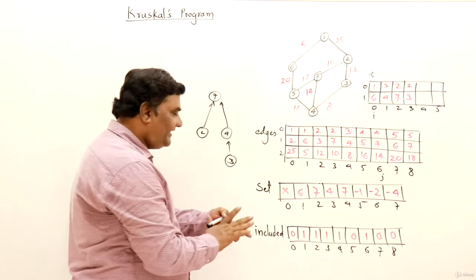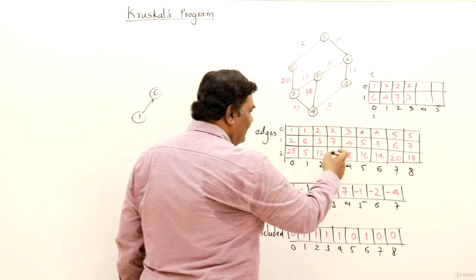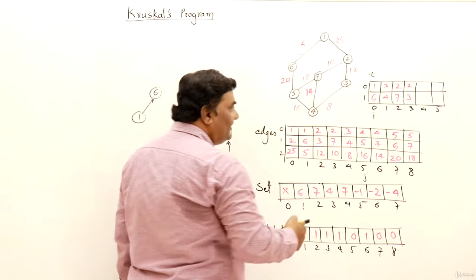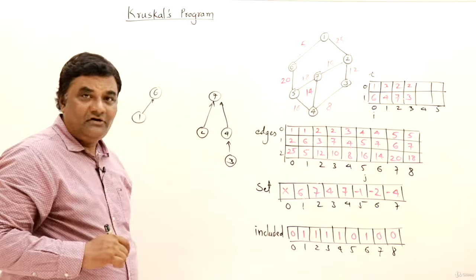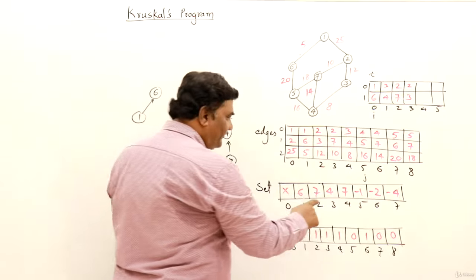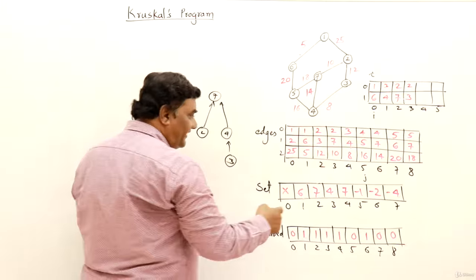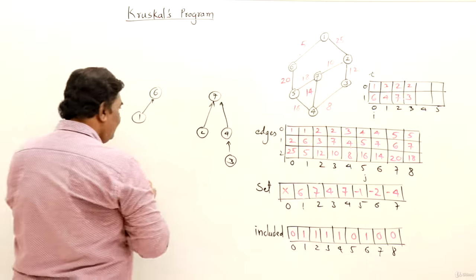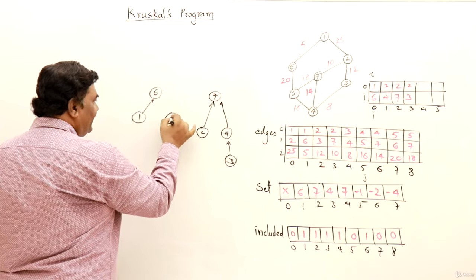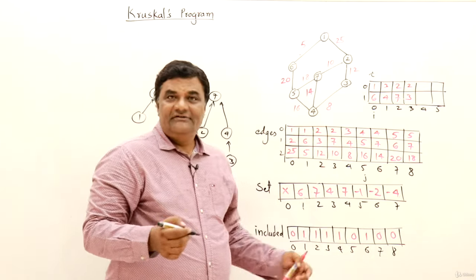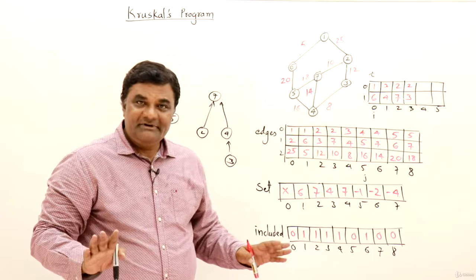Now next step, find out the next minimum. After 14, the next minimum is 16. This we get 4 comma 5. Whether 4 comma 5 can be included or not. Find 4. For find 4, 7. 7 is the parent. In the diagram you can see. Find 5. 5 is not yet included. 5 is independent. 5 is the parent of itself. So yes, this is not forming a cycle.